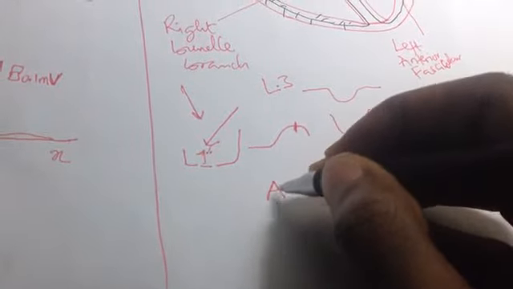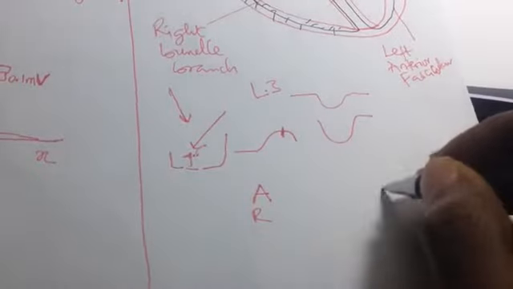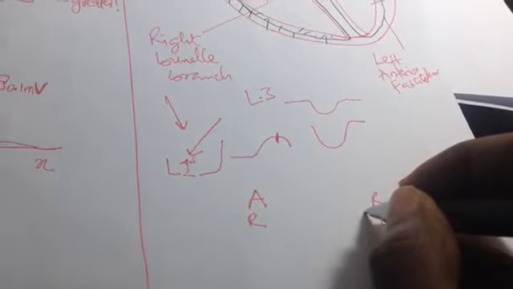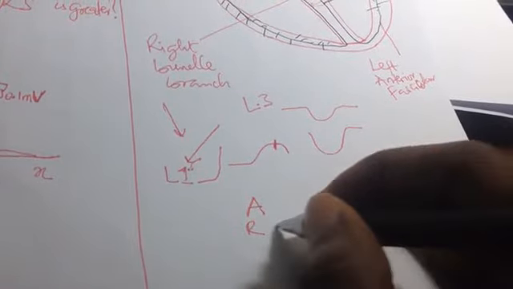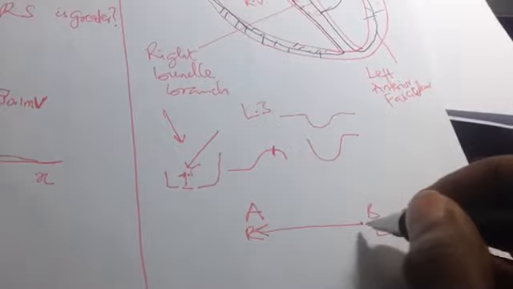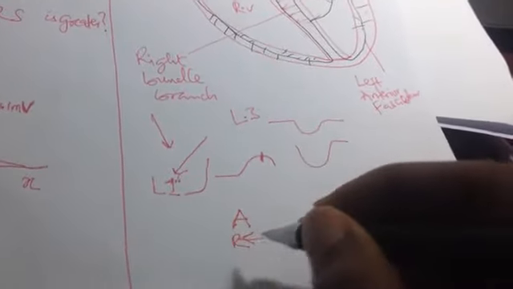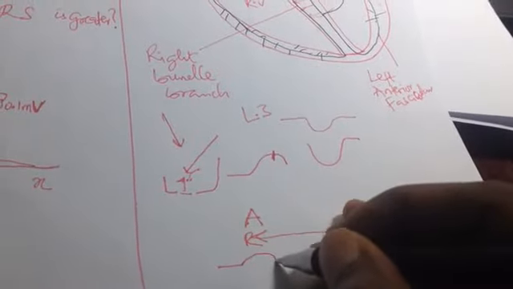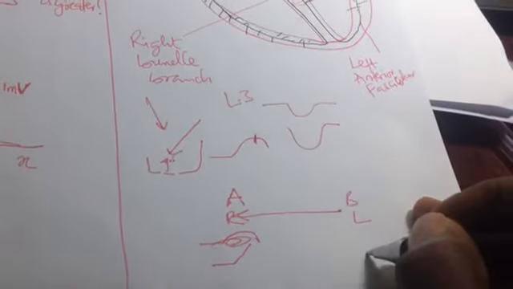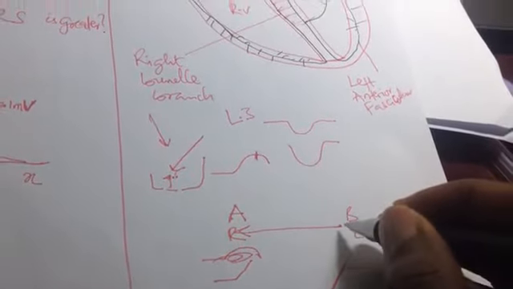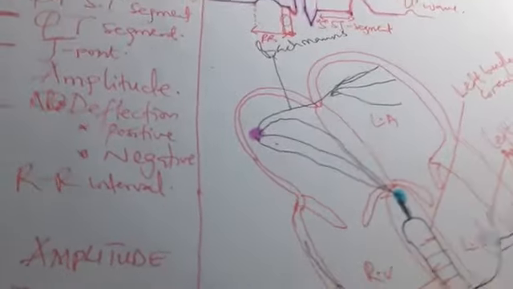Another example, if we have lead A on the right hand side, and lead B on the left hand side, and the current is flowing, that is the polarization wave is flowing from B to A. It is leaving B and at the same time going toward A. So A will have a positive deflection, like this, and B will show a negative deflection because the current is going away from B. So that's how this deflection is all about.